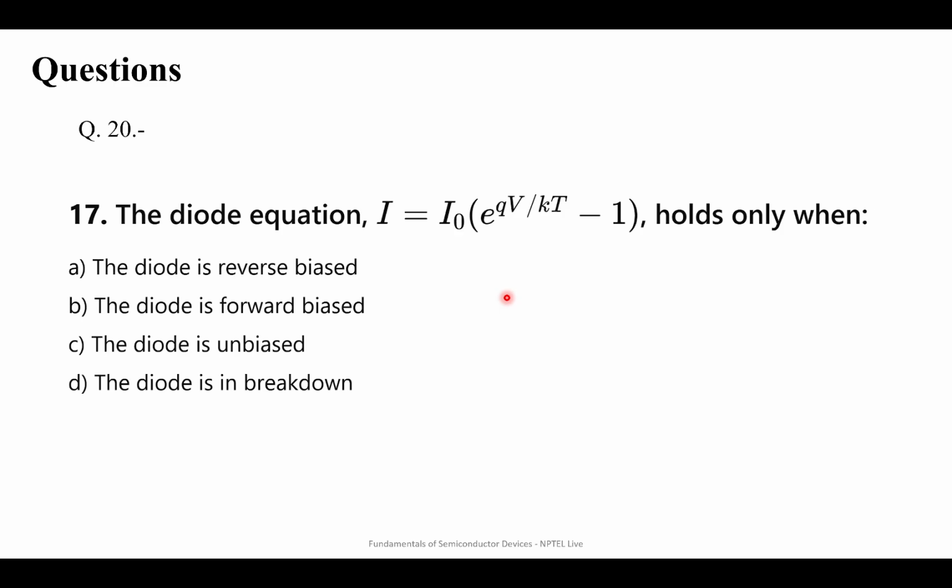The diode equation I equals I naught e power qV by kT minus 1 holds only when the diode is reverse biased, the diode is forward biased, the diode is unbiased, or the diode is in breakdown?